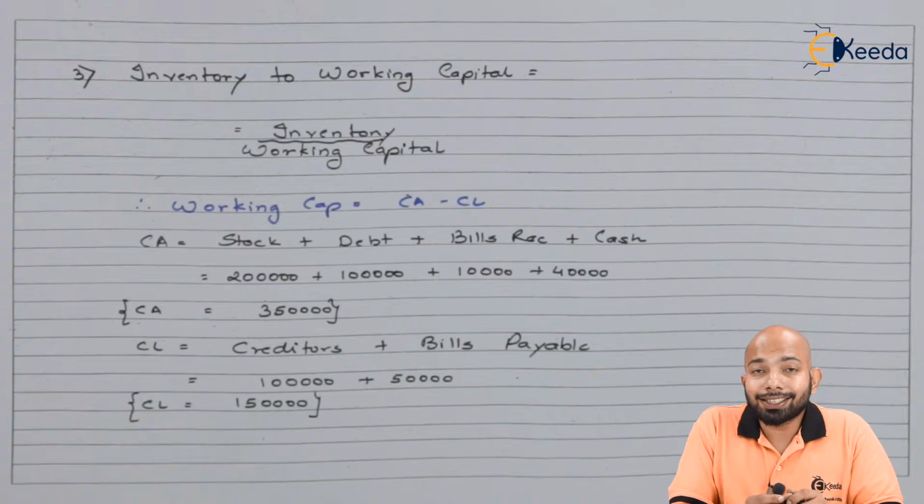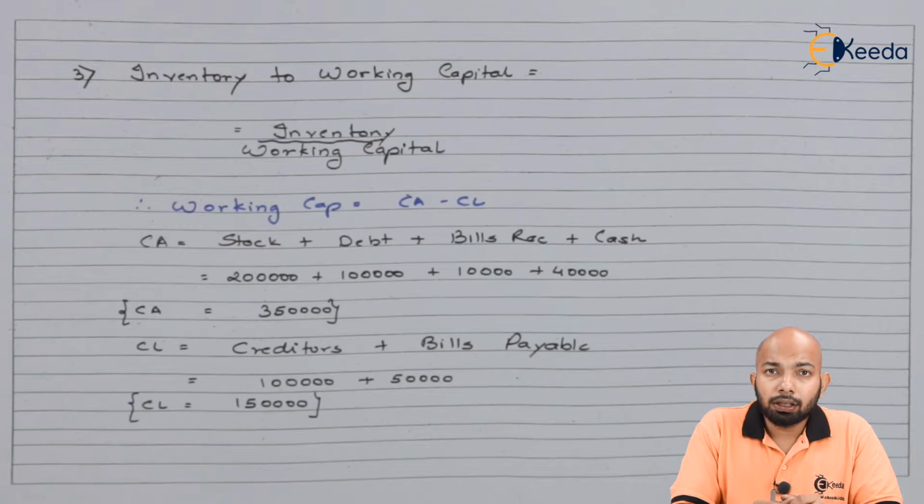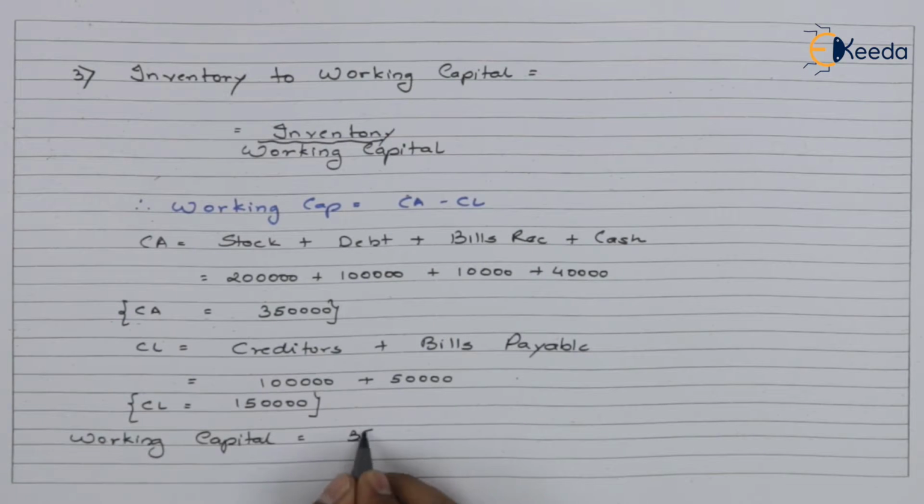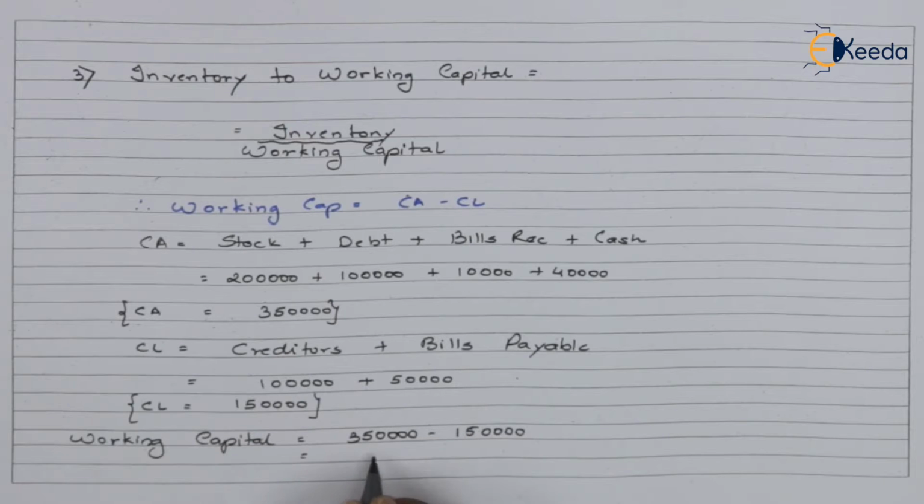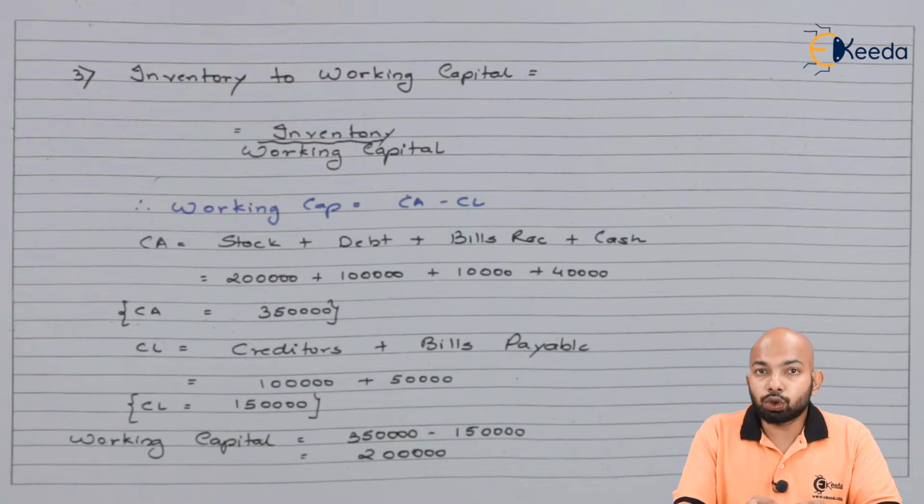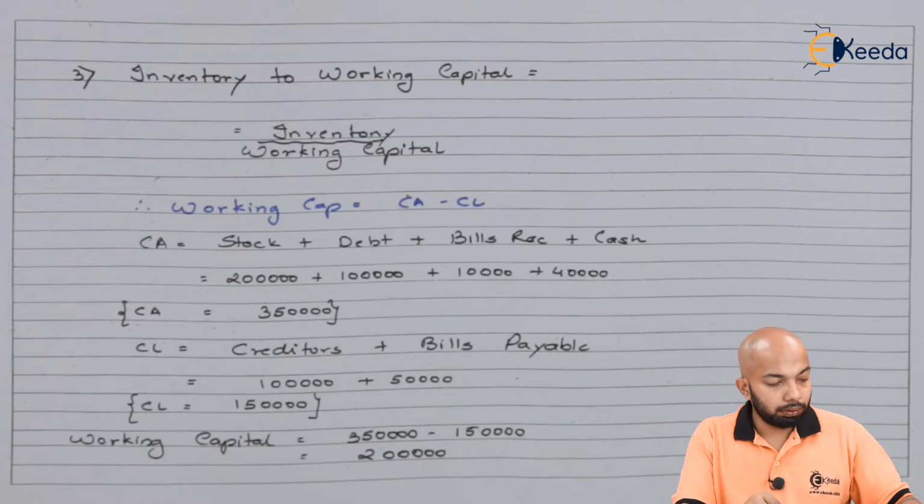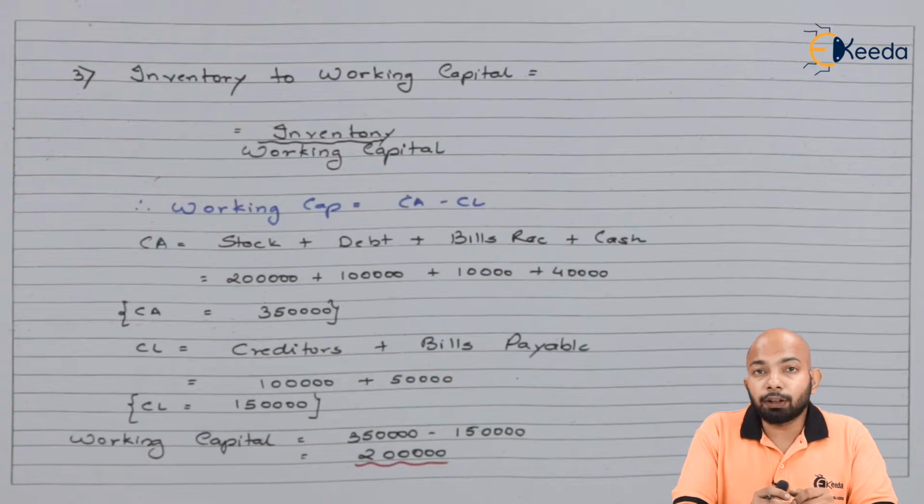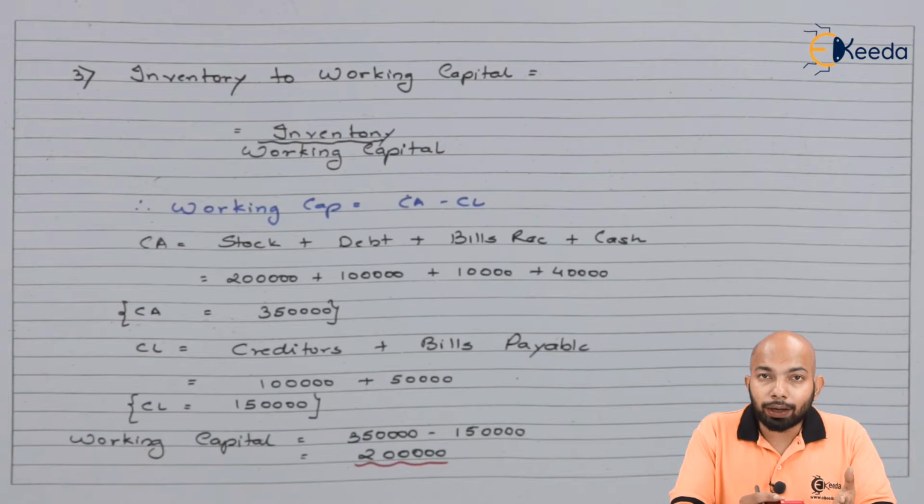So we have the current asset and current liability total as well. The only difference is what you have to find out. The working capital mentioned here is 2 lakh rupees by the formula that we calculated right now. As per the formula, inventory, that is stock value, upon working capital is what we have to find out.